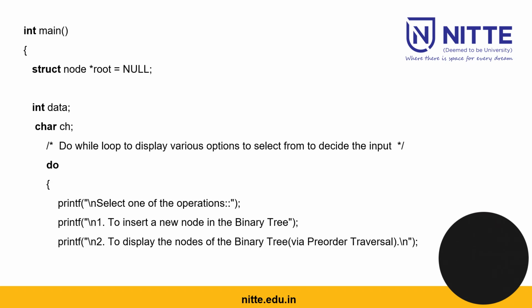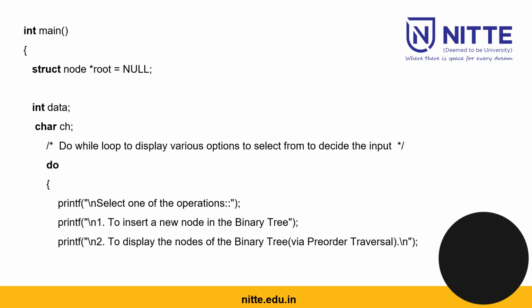Int main. So struct node star root equals to null. Initially we will assign the root value as null, and we will take the data. So we will write int data. Then we will take character ch, because we need to switch on a particular case. So for that we need ch here. Then I will write a do while loop here.